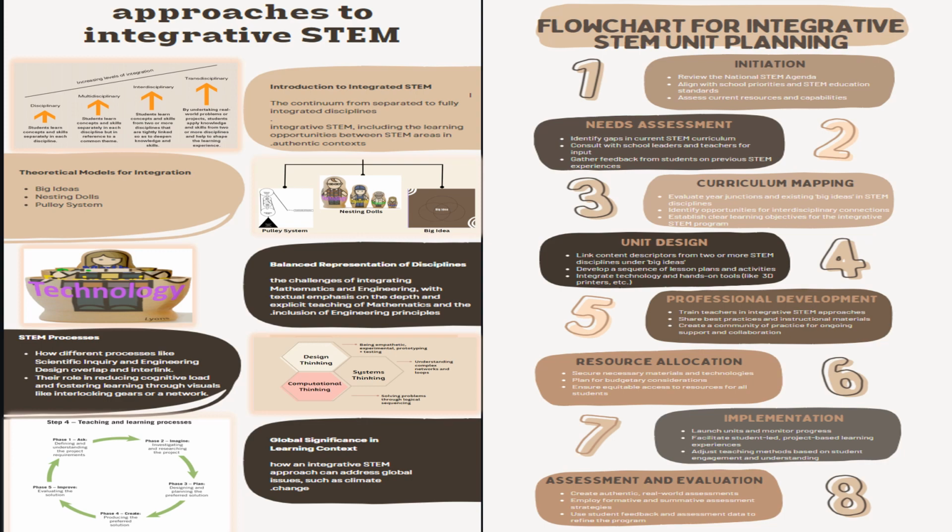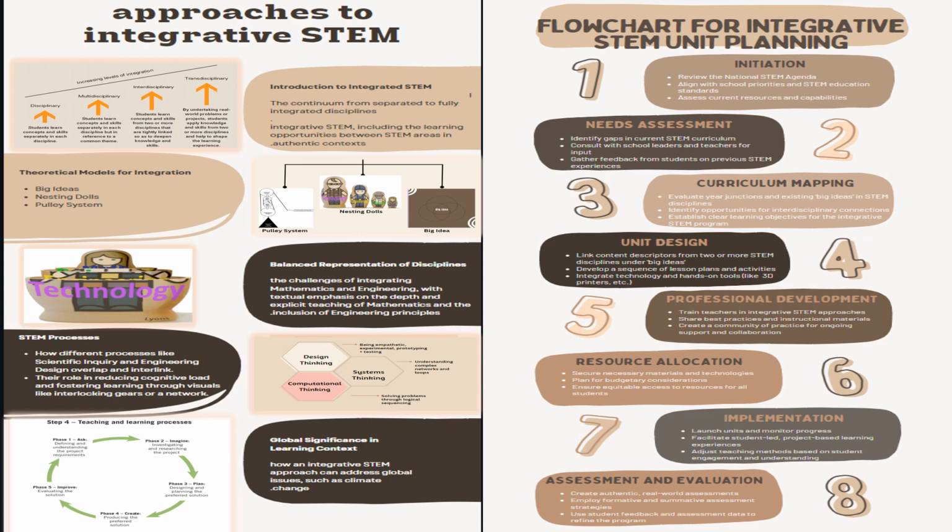When we talk about starting a STEM program that combines science, technology, engineering, and math, it's kind of like planning a big trip. Number one, start by reviewing the national standards for STEM and align them with the school's own goals. Assess what the school has in terms of resources and what it needs. Number two, determine what is lacking in the current STEM offerings by getting feedback from school leaders, teachers, and the students, and checking if you have the necessary physical and digital resources.